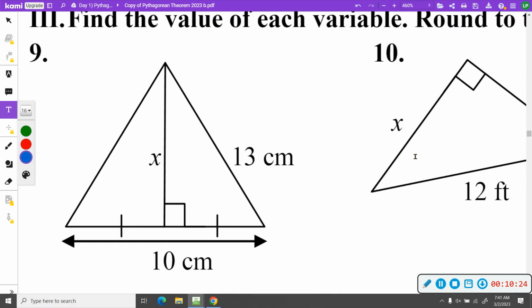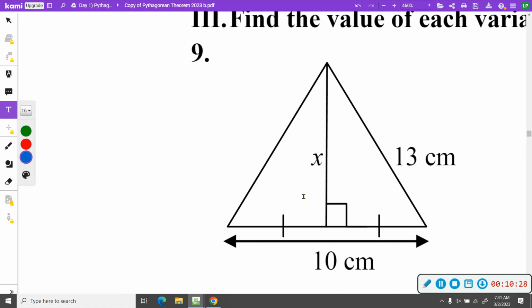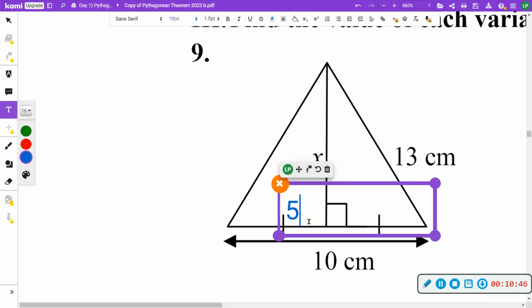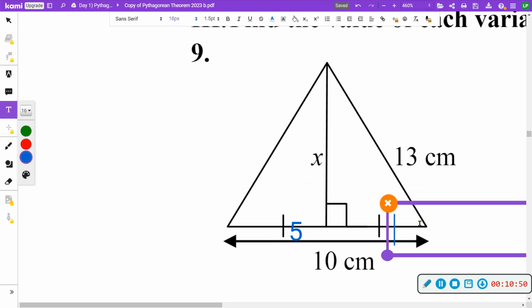Find the value of each variable, round to the nearest tenth. So I know the whole thing is 10. And I know this symbol right here, which is the same as this symbol, tells me those are congruent. So if the whole thing is 10 and both of these are congruent and they add up to 10, then that tells me that each of these sides must be 5.